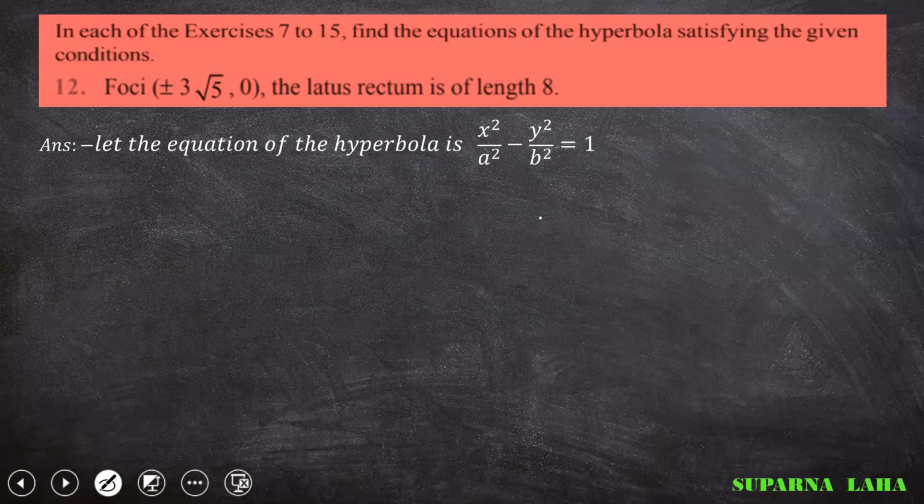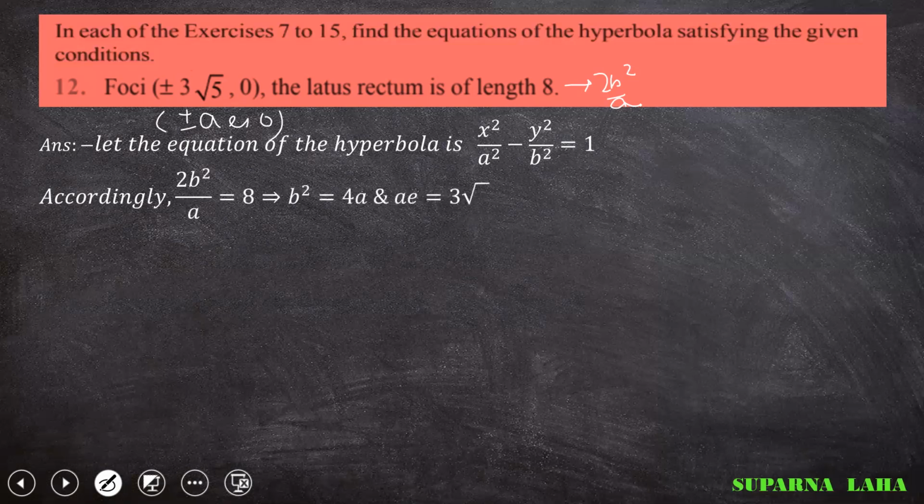Now what is given to you? It's given that (±ae, 0) is given, and 2b²/a, the length of the latus rectum, is given. Now if we compare this, 2b²/a is 8. So from here you can write b² is equal to 4a, and ae is equal to 3√5.